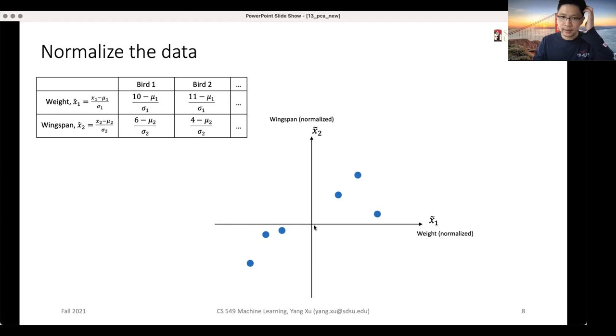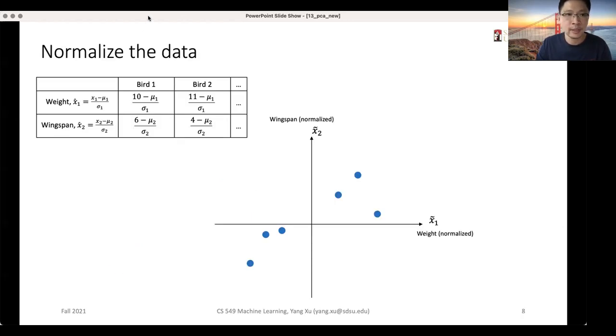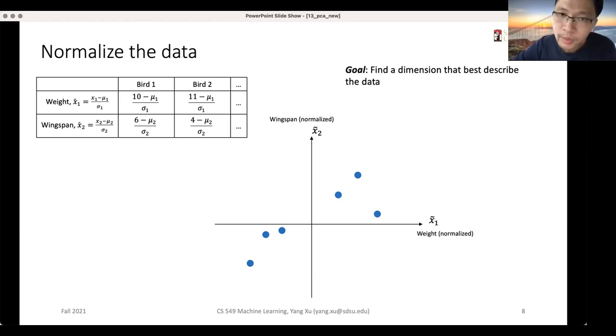After it's normalized, you can see that the data points in the plot shift towards the center, right? In the previous slide, the data points were not centered around the 0 point, but after the normalization, it looks pretty clean and nice, right? Okay, so our goal next is to find one dimension that best describes the data.